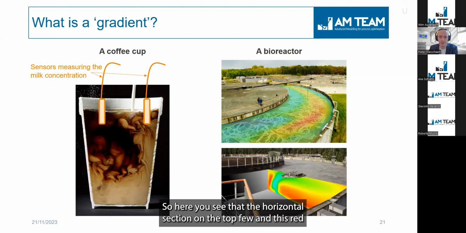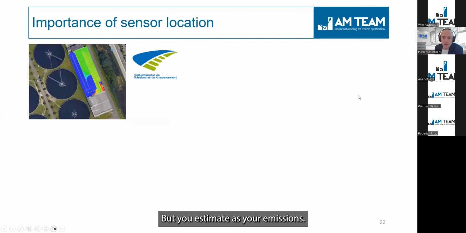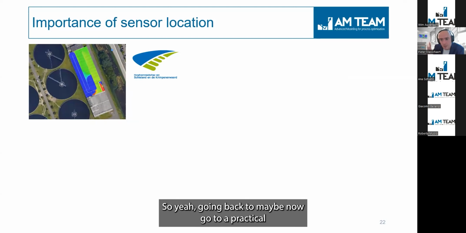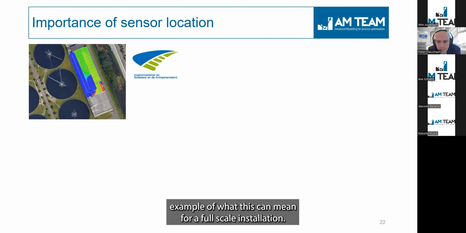Here you see it at the horizontal section on the top view, and this red zone indicates high concentrations, this blue zone low concentrations, and in the vertical cross section you see the same. So also there, where you measure will have a major impact on what you estimate as your emissions. So, coming back to maybe now go to a practical example of what this can mean for a full-scale installation. So, importance of sensor location, of course.